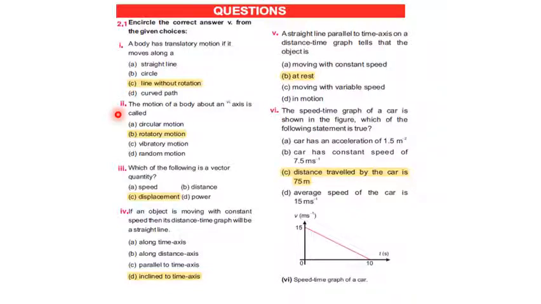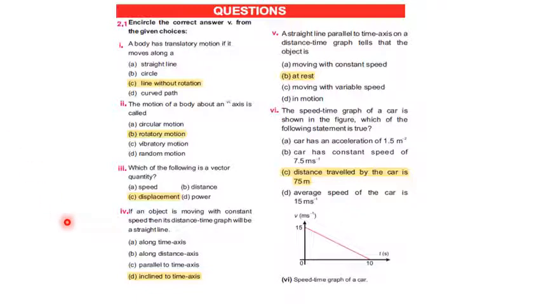Number 2. The motion of a body about an axis is called A. circular motion, B. rotatory motion, C. vibratory motion, D. random motion. B is the correct answer. Number 3. Which of the following is a vector quantity? A. Speed, B. Distance, C. Displacement, D. Power. Speed, distance and power are scalar quantities, so C, displacement, is the correct answer.